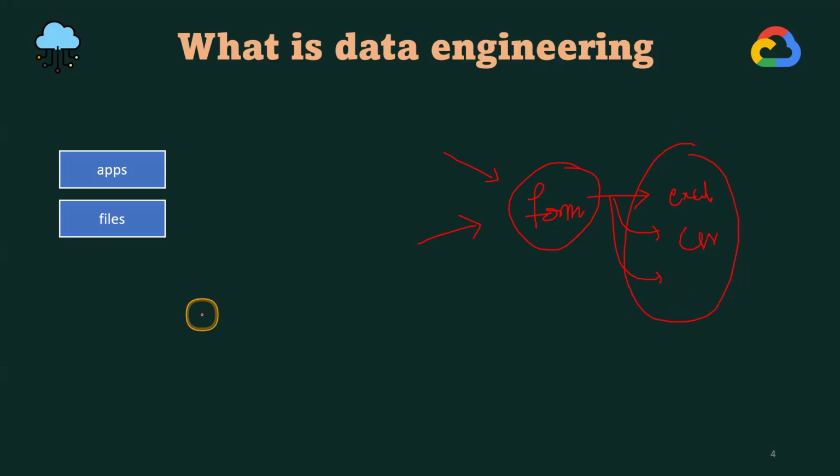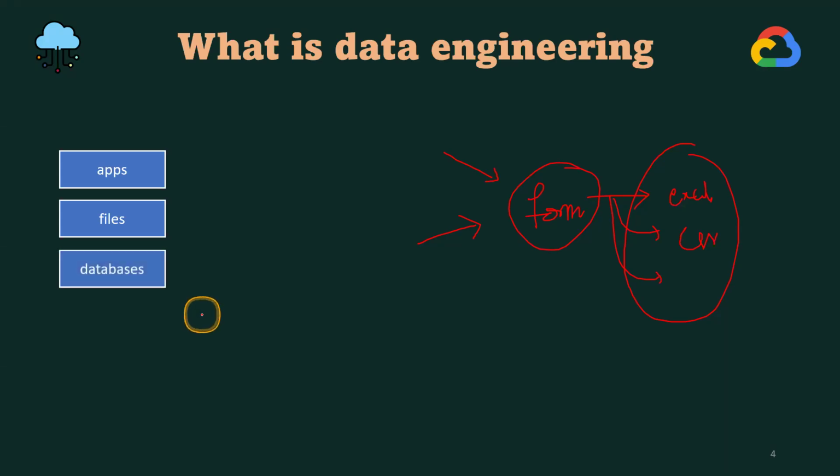So you have data that is coming in the form of file formats, such as Excel files, or a CSV file, or a JSON file, or an Avro file, or a Parquet file. These are the multiple files that you may get. That is also one type of data.